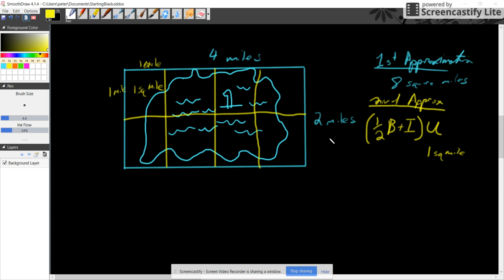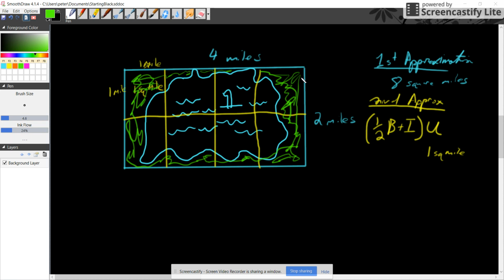Let's count the border squares. In this case, they're all border squares because none of them contain no lake, and none of them contain all lake. Let's draw some land on here just to make things especially clear. Look how pretty that is. Okay, so they're all border squares.